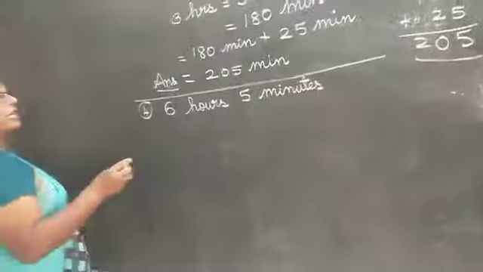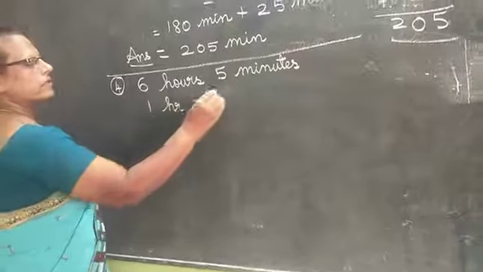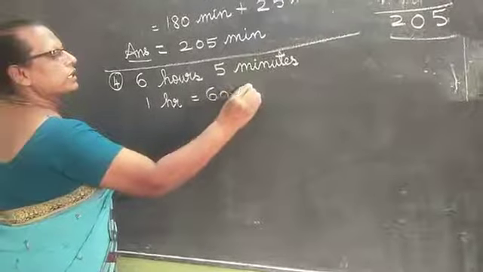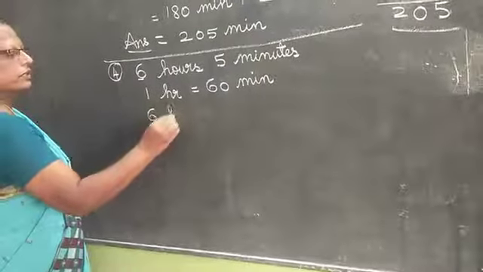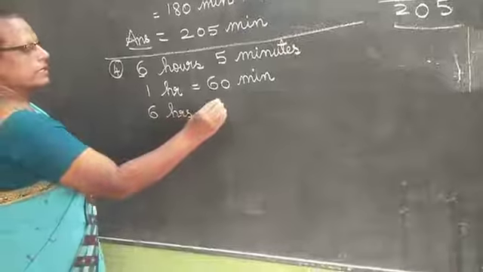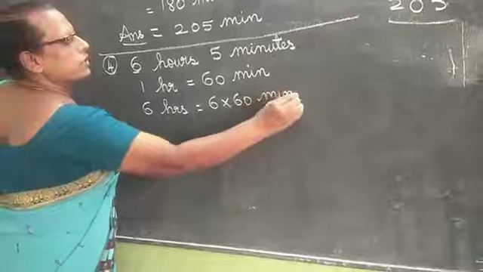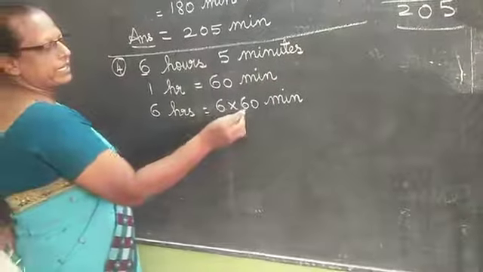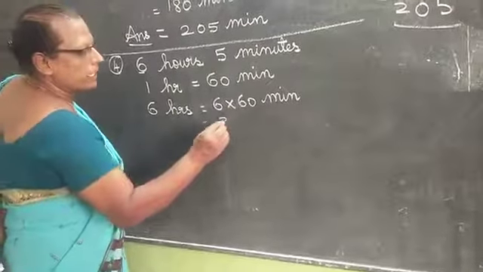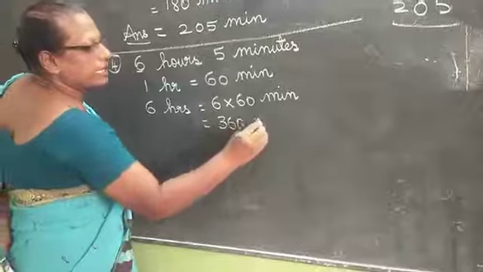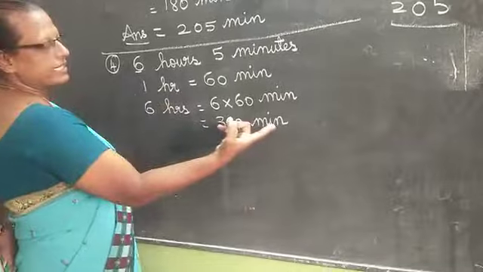6 hours 5 minutes. So 1 hour is equal to 60 minutes. So 6 hours is equal to 6 into 60 minutes. So 6 sixes are what, children? 6 sixes are 36, and you have to add this 0. So what answer will come, children? 360 minutes. So 6 hours is equal to 360 minutes.